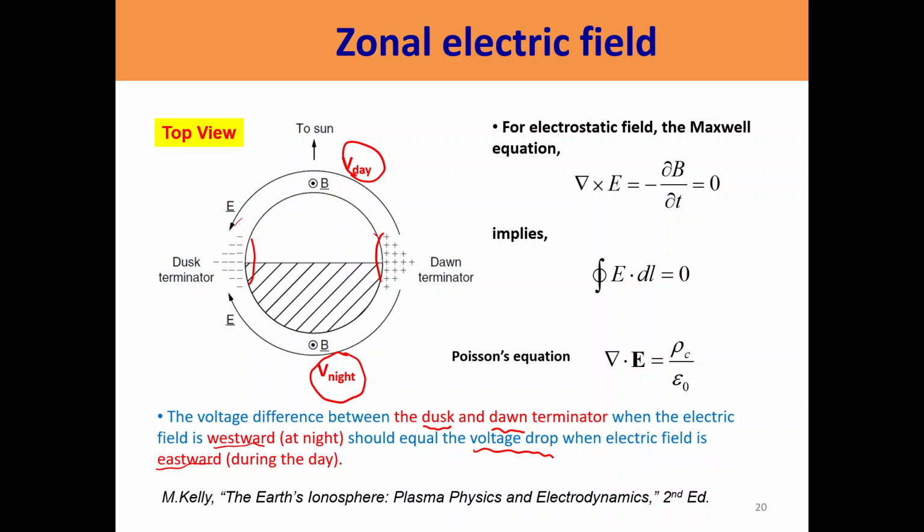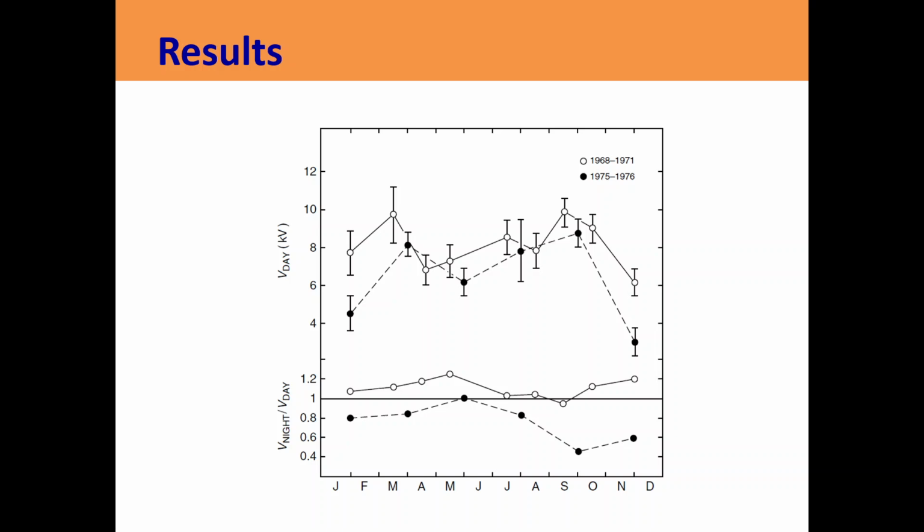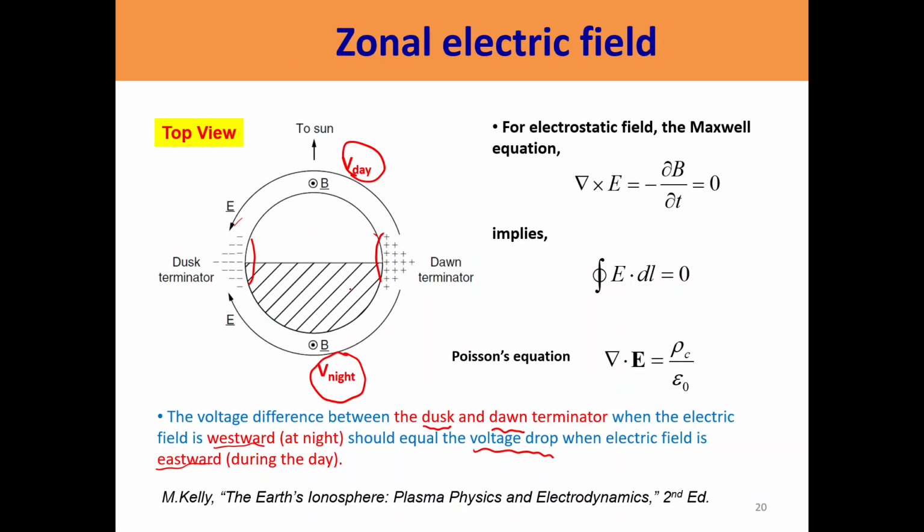This voltage drop, or the voltage difference, tends to be equal no matter where you are in the world. This is an example of the plots of the voltage during daytime and nighttime. So the daytime voltage is very high, but the night voltage is actually quite similar, and the ratio is quite constant any time of year. So it's around one, meaning that on this page, the daytime and nighttime voltage is quite similar. They're not that different.